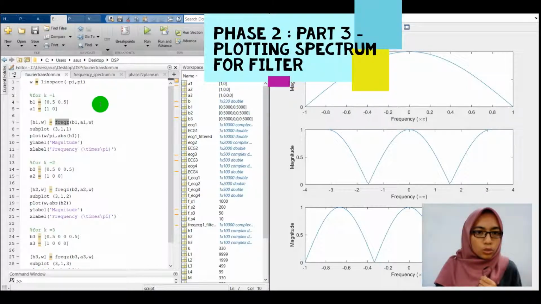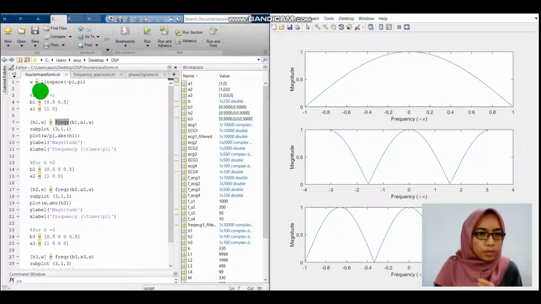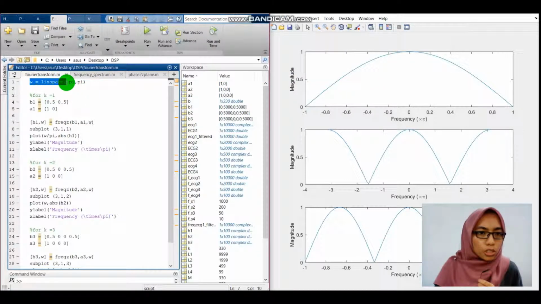Next, we are required to plot the frequency spectrum for the filter given in phase 1. So we use w equal to linspace negative pi to 2 pi. And then for K, we will vary the value between 1, 2 and 3. And this one is the numerator and A1 is the denominator.